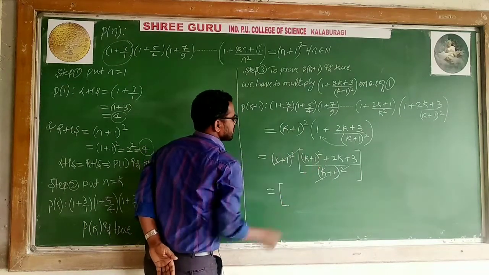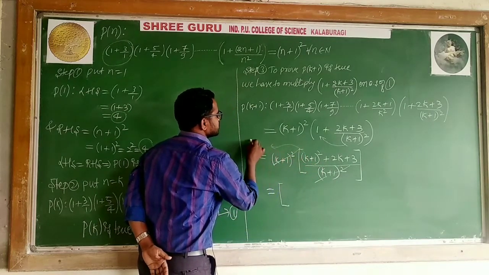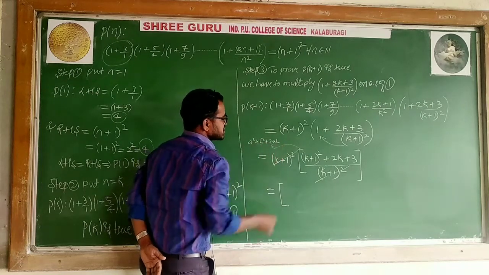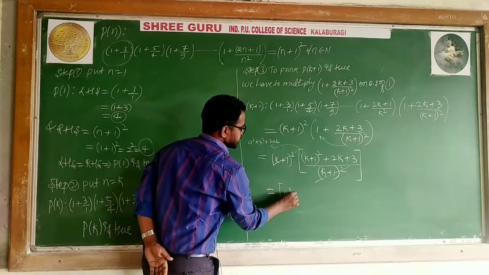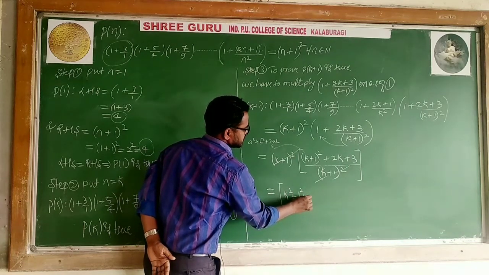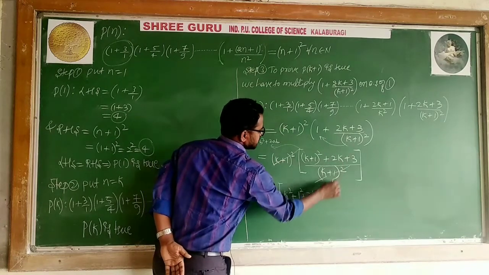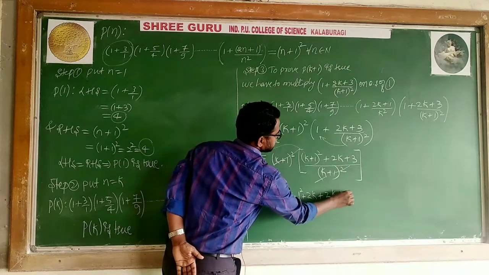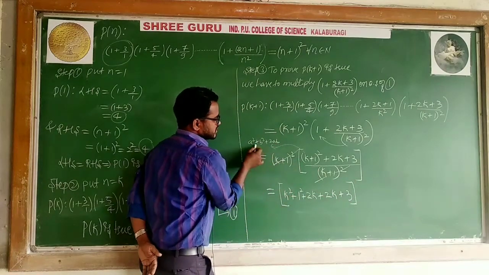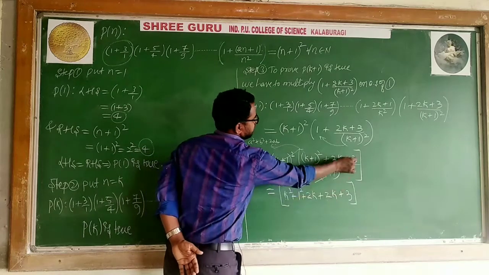(k plus 1) whole square can be written using the (a plus b) whole square formula. The formula is a square plus b square plus 2ab. Means k square plus 1 square plus 2ab, that is 2 into k, 2k, plus this 2k plus 3. Listen here, this gets cancelled. I wrote k square plus 1 square plus 2k, and I kept 2k plus 3.